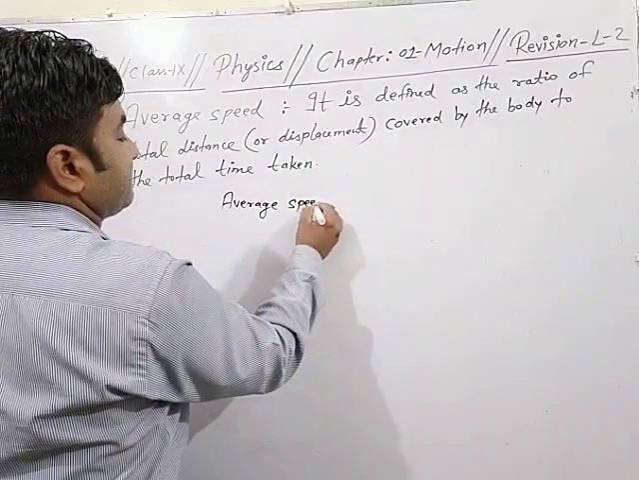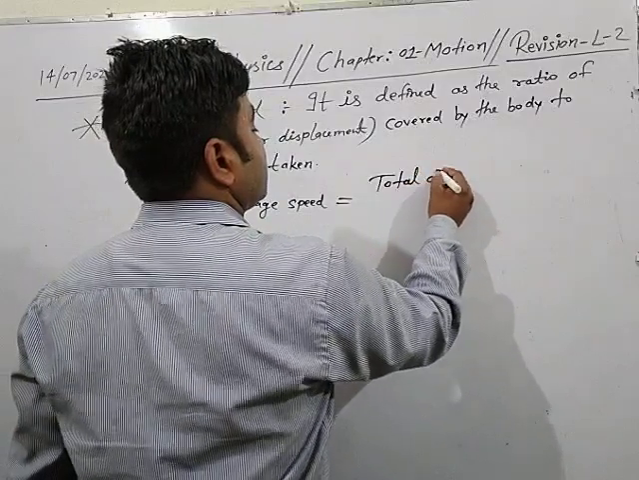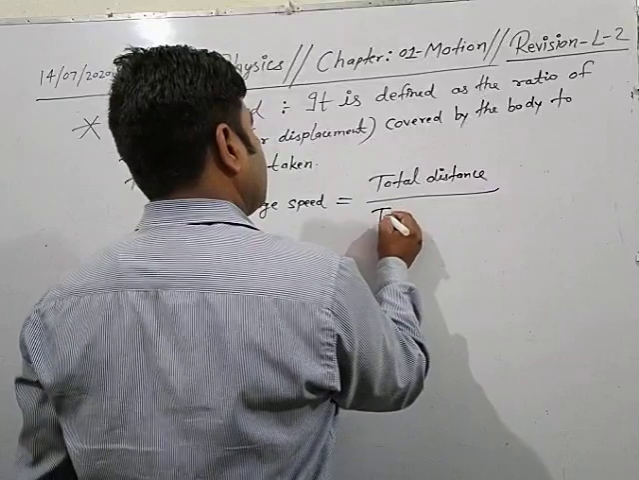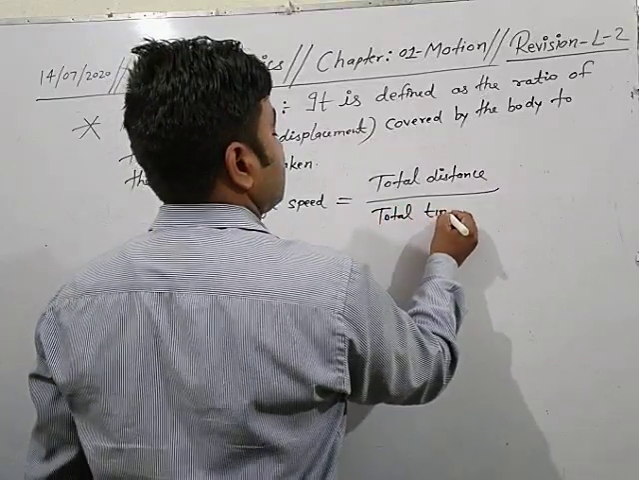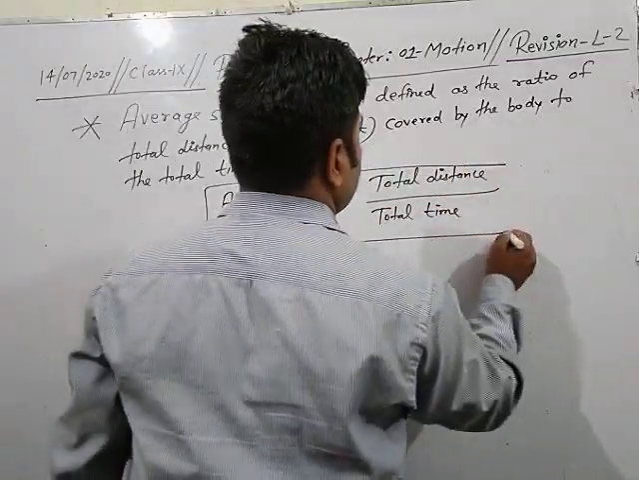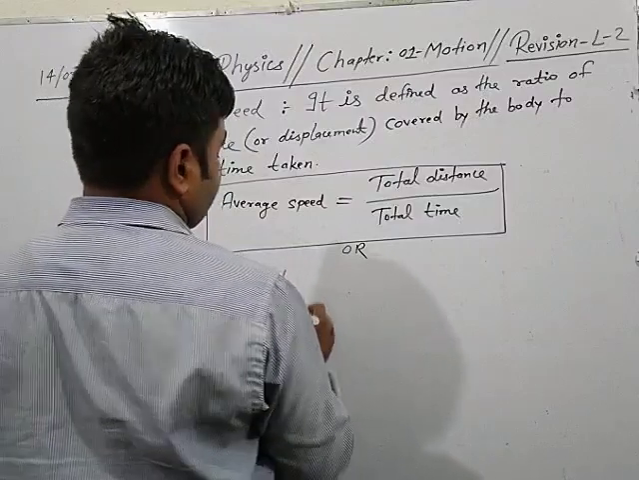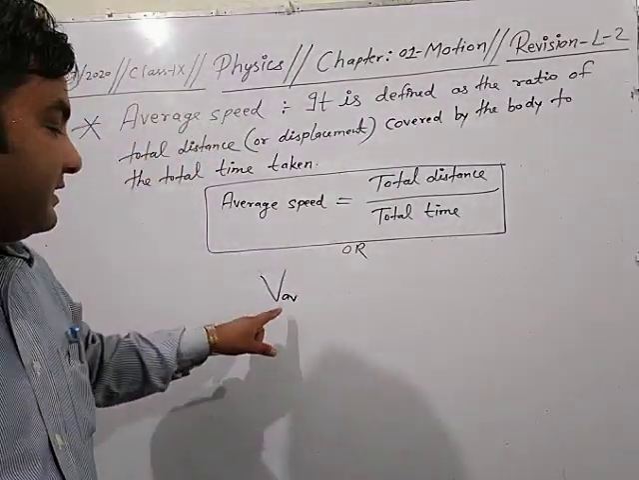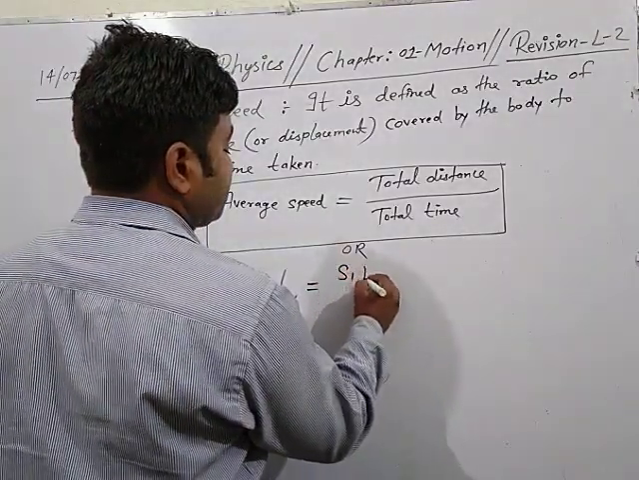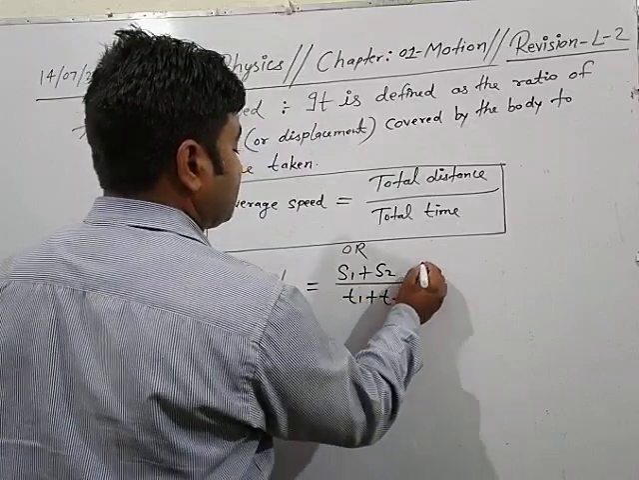Average speed is equal to total distance upon total time. This is the formula concept. Another way, VAV. VAV means what? AV for average and V means speed. It is equal to S1 plus S2 upon T1 plus T2.